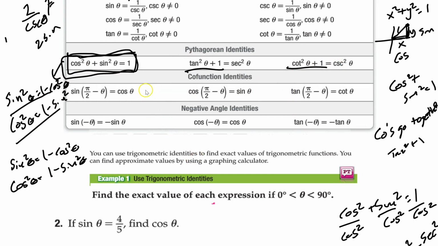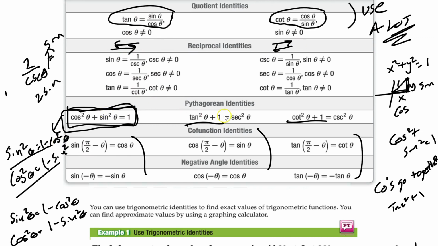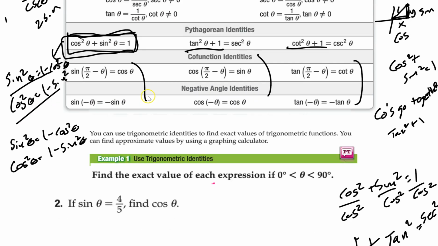Now these right here, you can focus more next year. We don't really do much of these in algebra 2. These are the cofunction identities, and then these are the negative identities. So again, we're going to do more next year. For this year, we're going to focus really on how to switch things and how to use the Pythagorean identities.